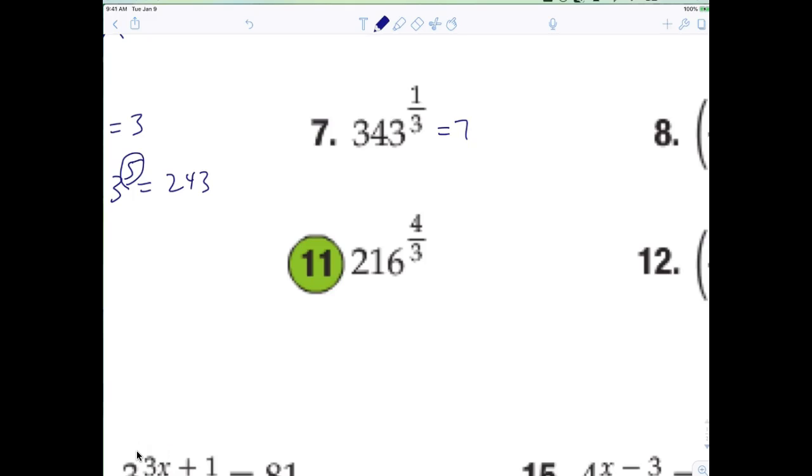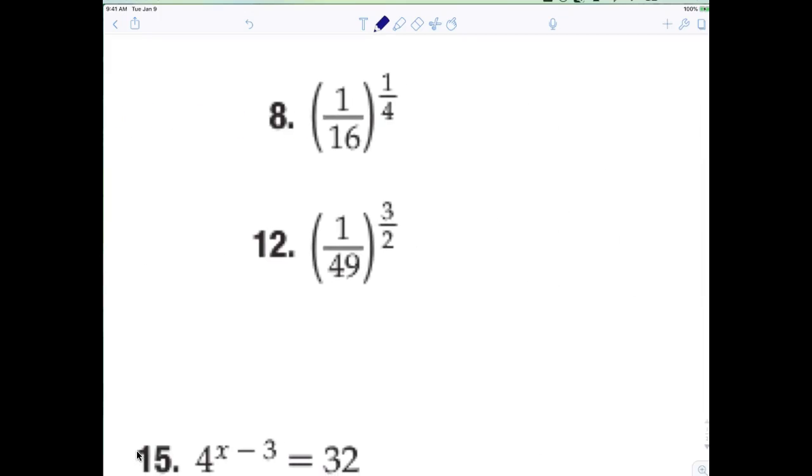343. It's being raised to the power, right? So that's when you hit the caret button, and then just put 1. Okay? Now we're on number 8.